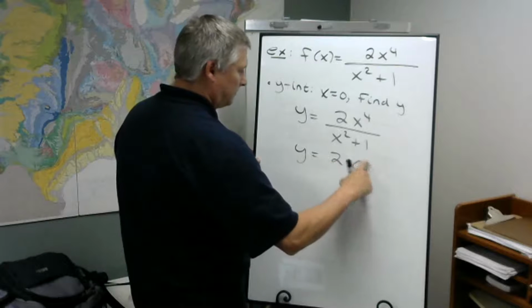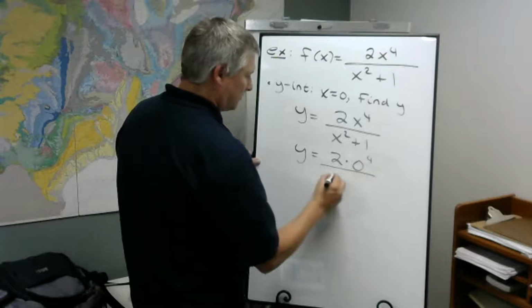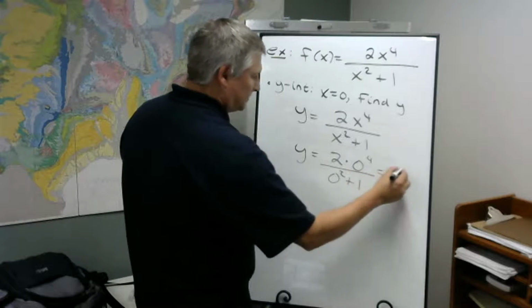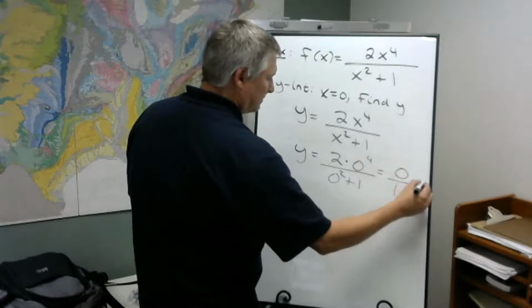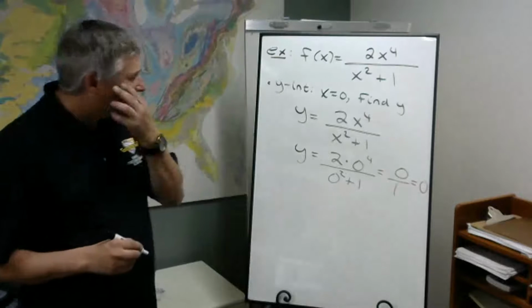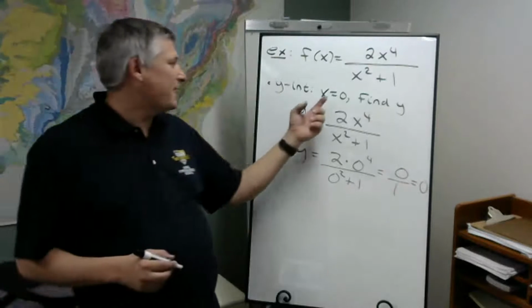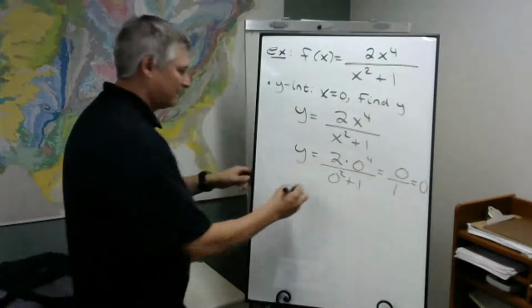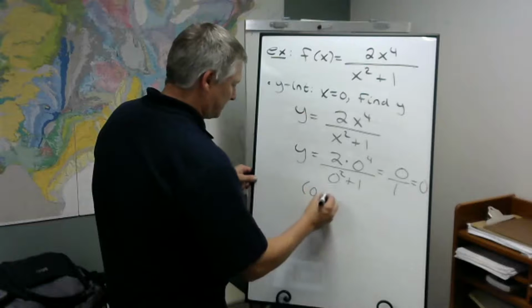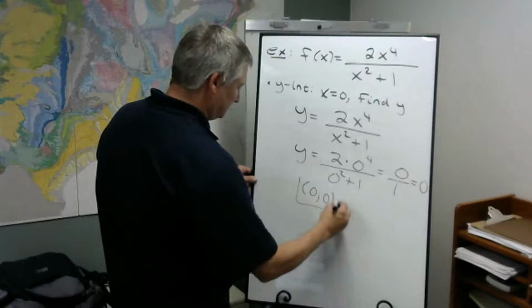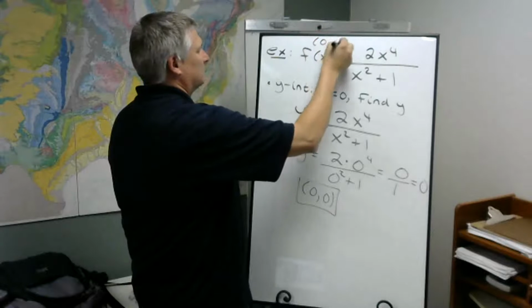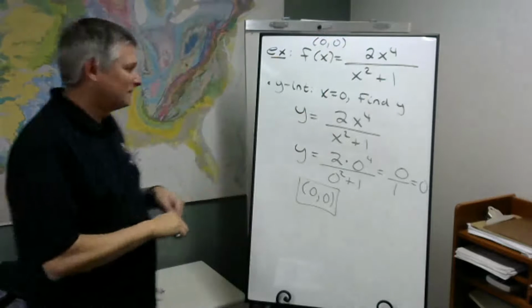Zero to the fourth over 0 squared plus 1. And this will just be 0 over 1, which is 0. So what this says is that for the y-intercept, when x is 0, y is 0. So we're going to get this. And there we are.